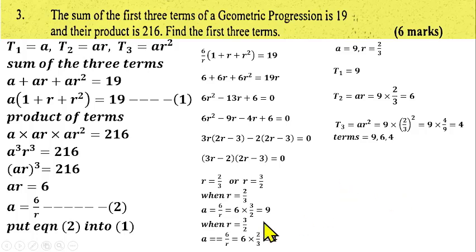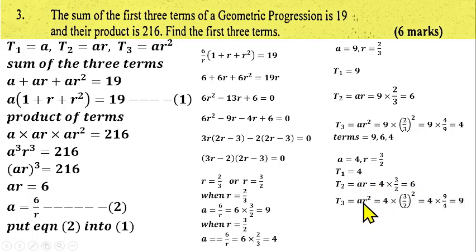Also, we know that when our a is 4, our r was 3 over 2. So you can also find another set of terms for that. When our a is 4, our r is 3 over 2. So the first term here could be 4 also. Then the second term will be ar. That means you have 4 times 3 over 2, which gives us 6.